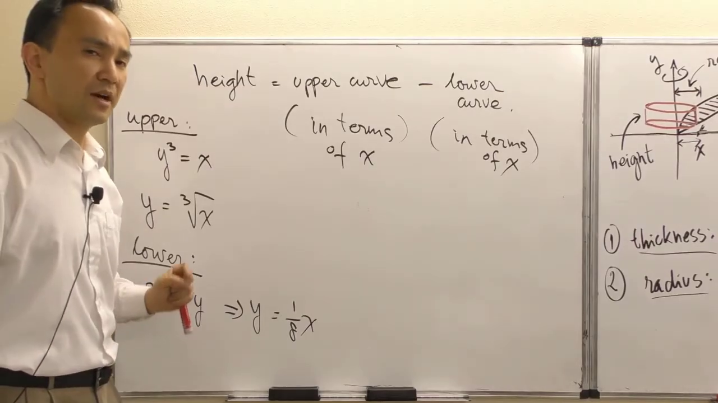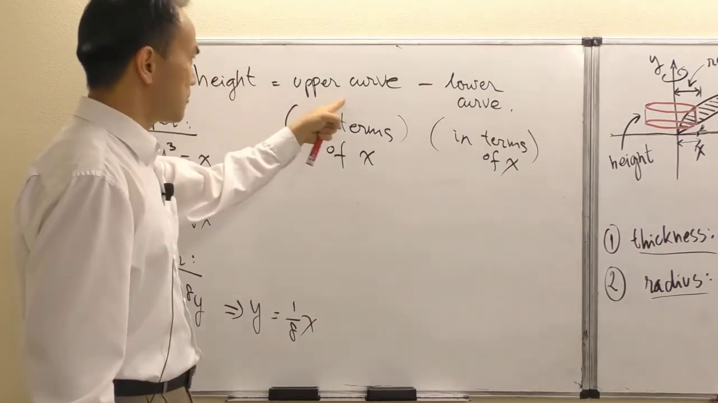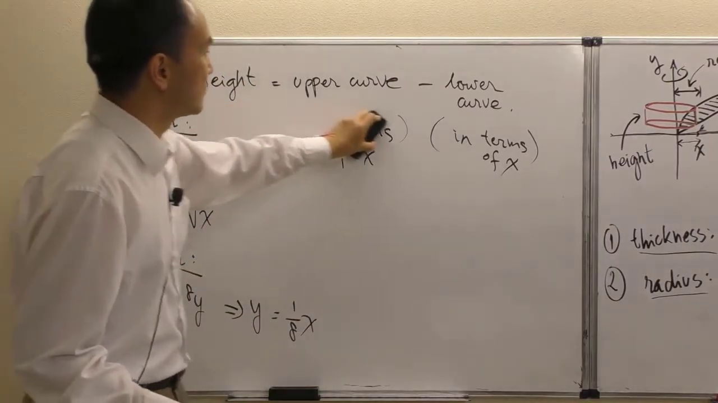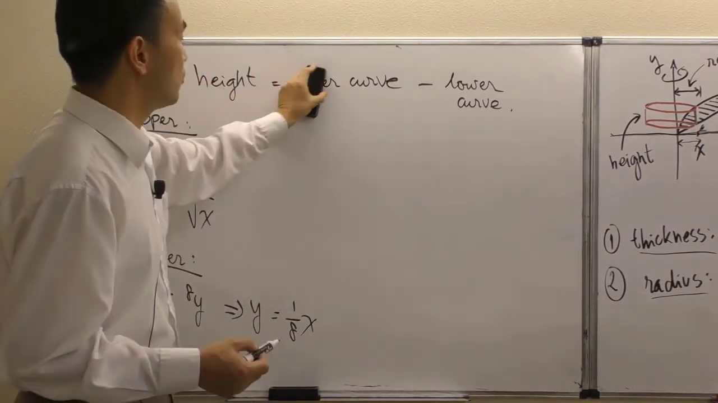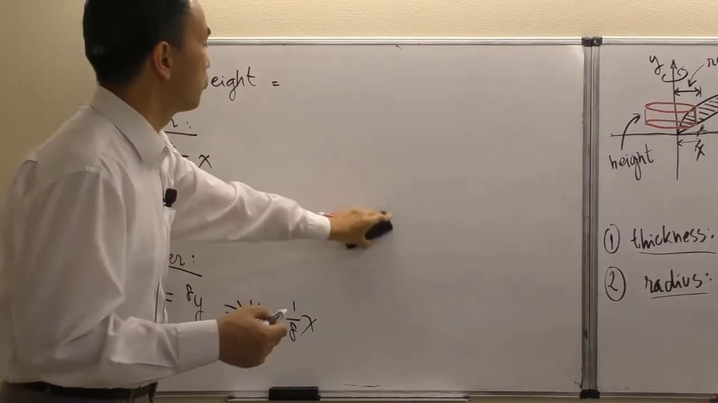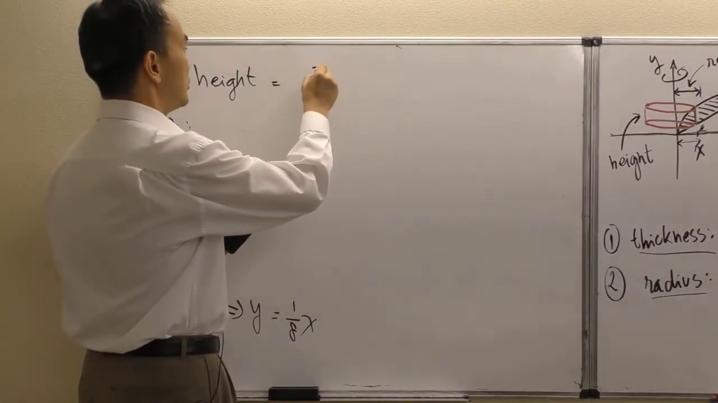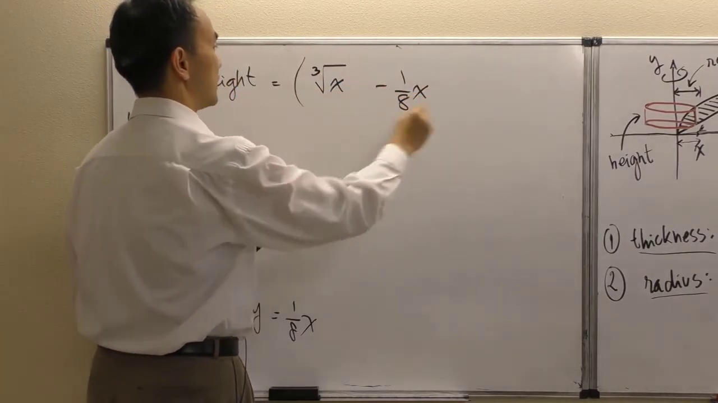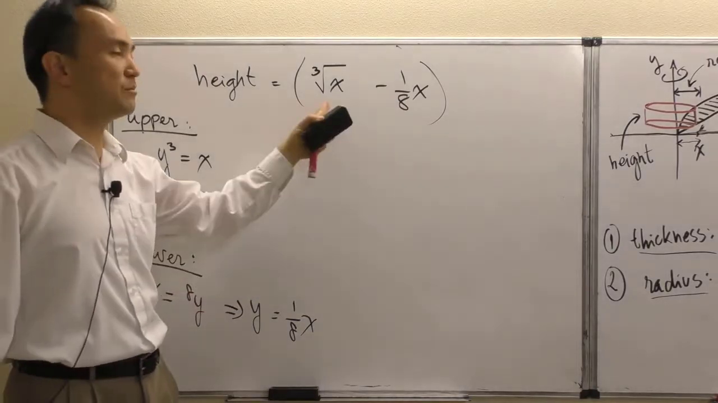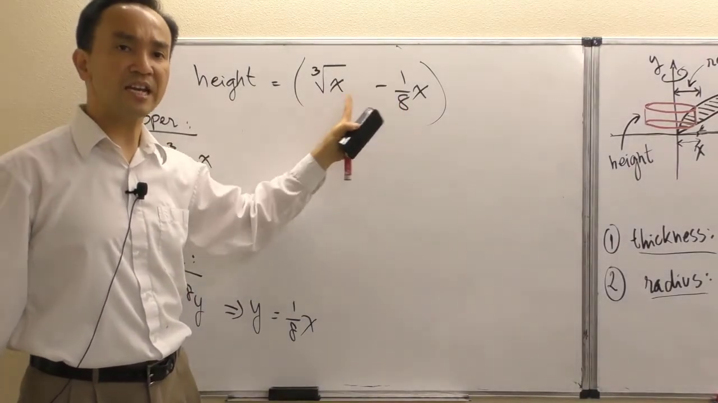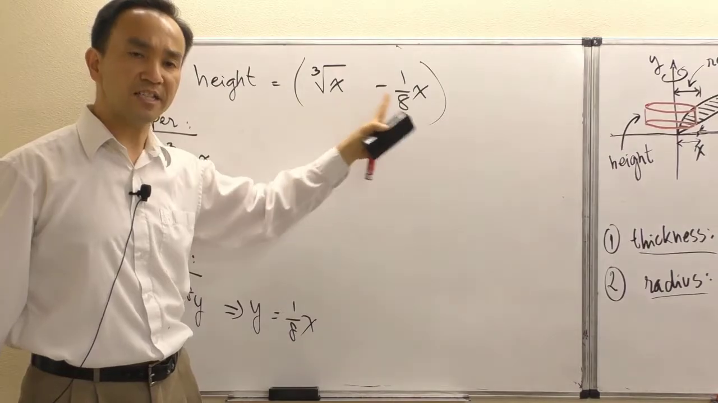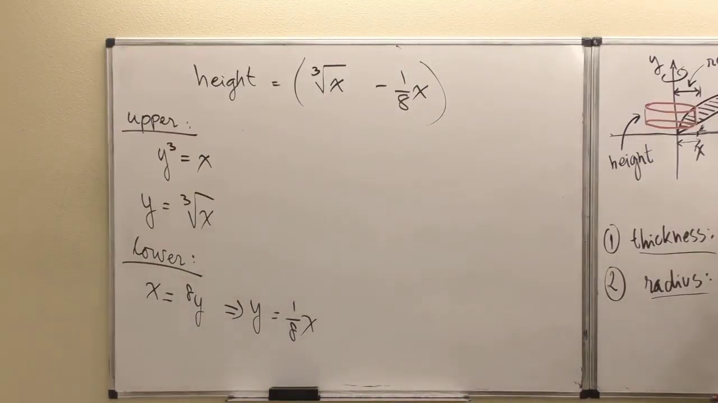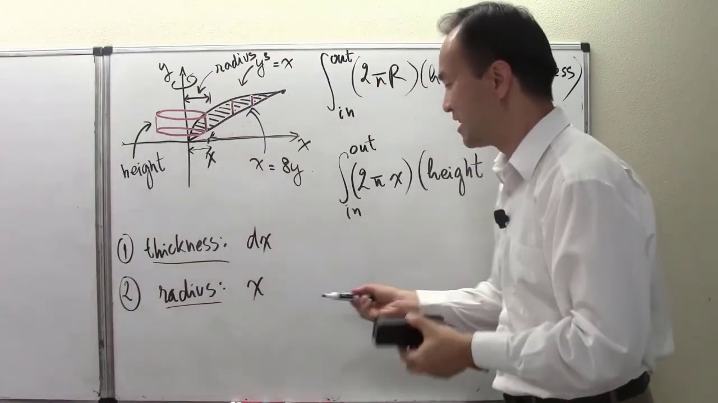Now the upper curve minus lower curve, and both curves are successfully written in terms of x. So the height has to equal, in that general plan right here, the cube root of x minus 1/8 x. This is a formula to determine the height of our stripe at any x value on the x-axis. Now I'm going to come back to my board, because everything there was just scratch work.